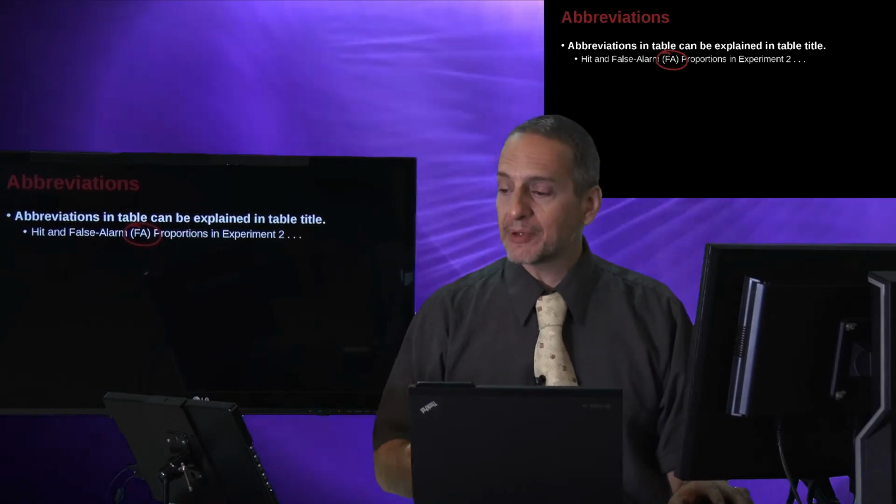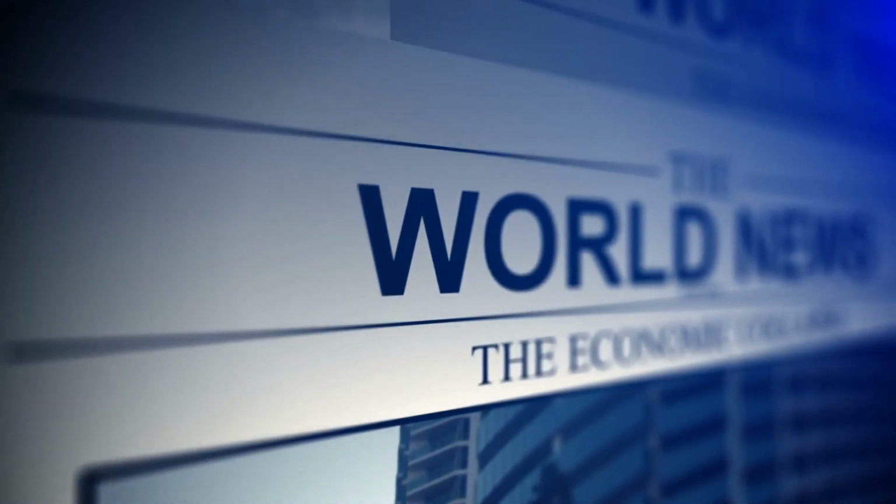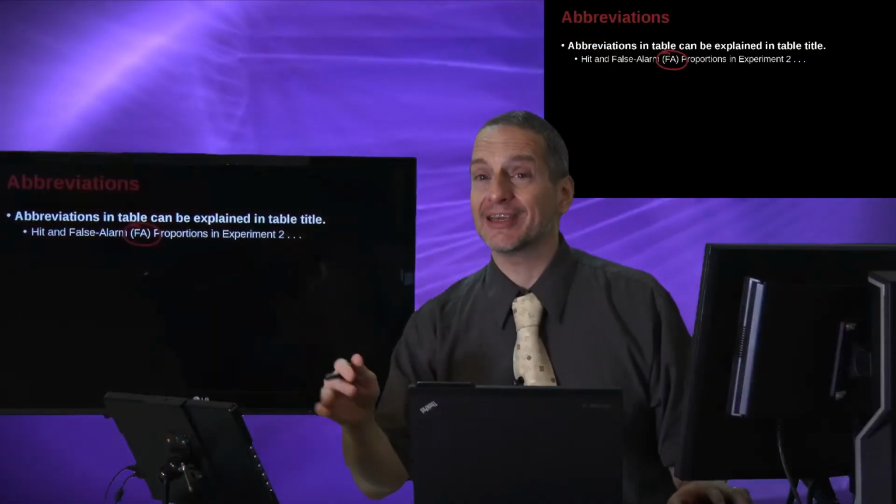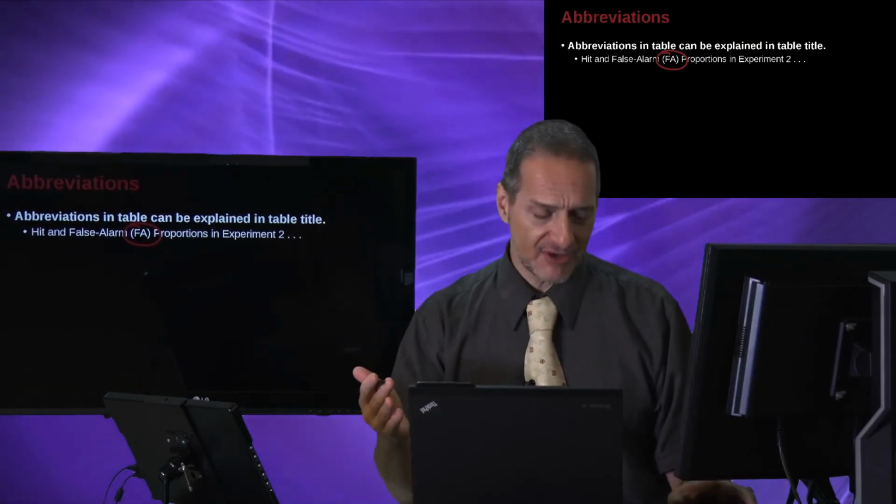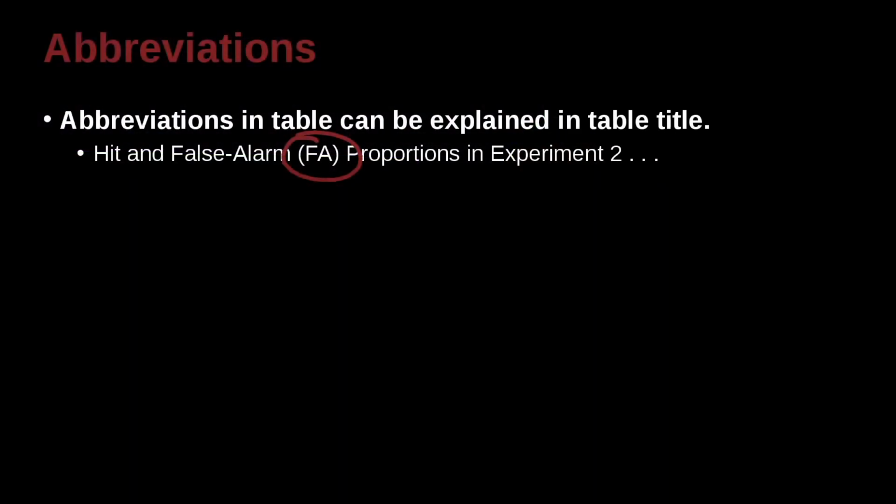Well, you could do that, but in the title we put it in there because we're saying this FA is really key to understanding this table. This table is about FA. If you go read the table and you don't know what FA is, that's really confusing. So you can go ahead and explain the abbreviation inside the title.